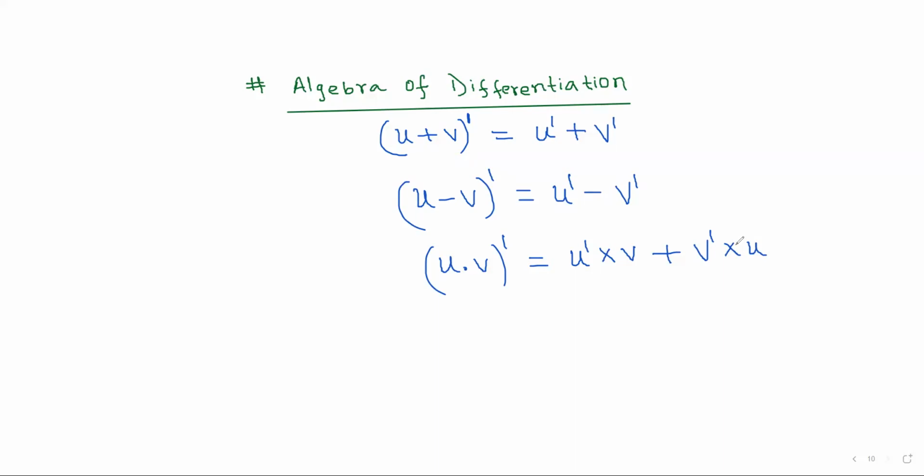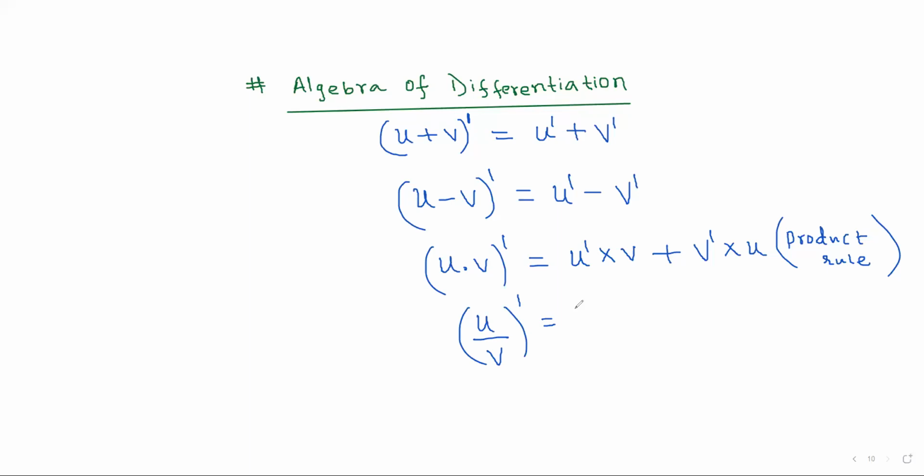Okay, beta. Is this clear or not? Yes, sir. That is u by v, the differentiation of u upon v. So beta, this is called the product rule. You have to differentiate u upon v.